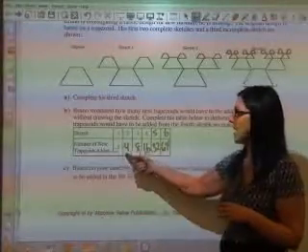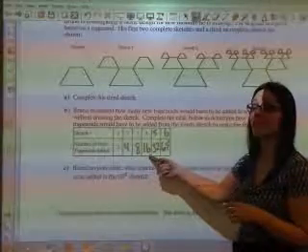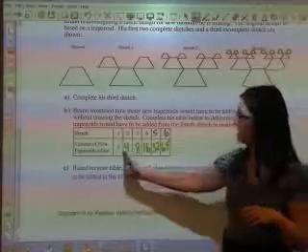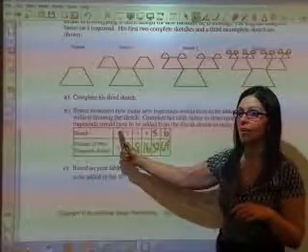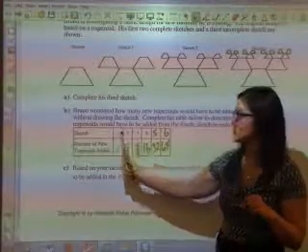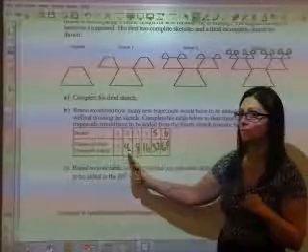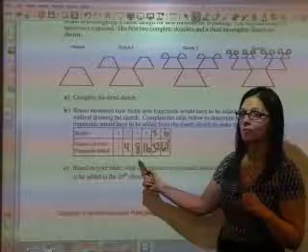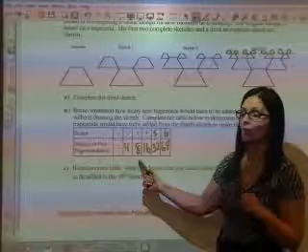What's happening each time? Timesing it by 2. It's timesing it by 2. So everything is a power of 2. 2 to the power of 1 is 2. 2 to the power of 2. 4. What's 2 to the power of 3? Check it on your calculator. What's 2 to the power of 3?